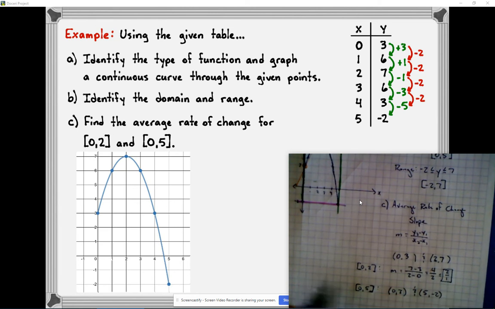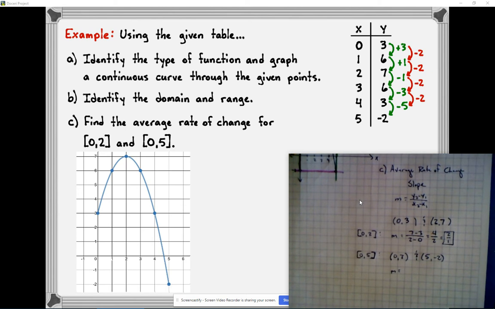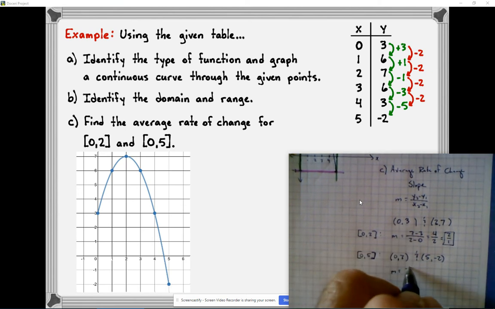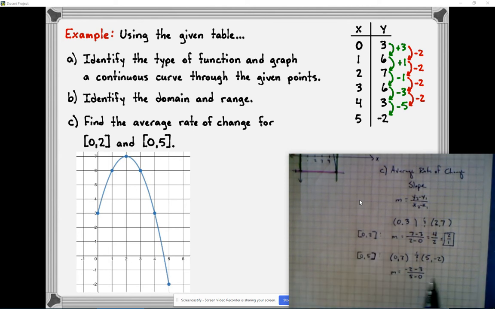And so we'll find the slope between those two points. So y2 is negative 2, minus y1 is 3, over x2 is 5, minus x1 is 0. So y2, y1, x2, x1. Negative 2 minus 3 is negative 5. 5 minus 0 is 5. So negative 5 over 5 is negative 1, or we could say negative 1 over 1. Okay? And then we can check that in our graph.